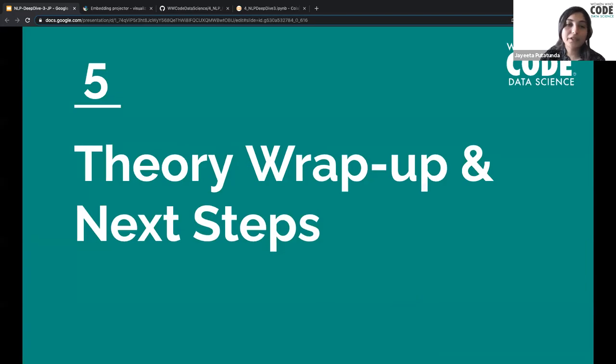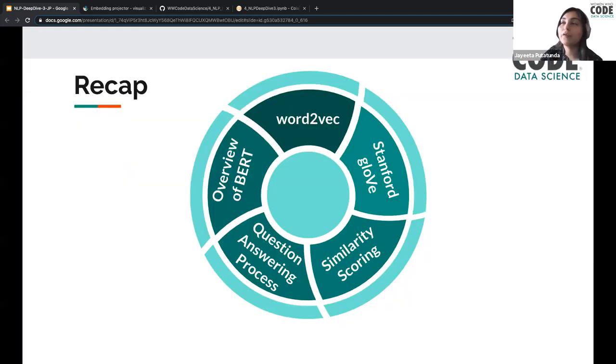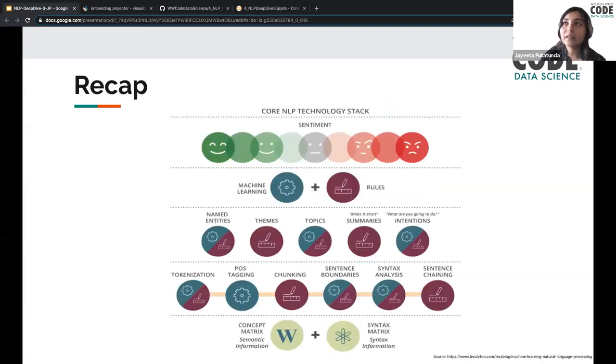So to wrap up the theory section, this is an overview of the things that we discussed today. And this is a kind of core NLP stack that I feel we touched upon slightly over the last 4 weeks of sessions. We spoke about sentiment analysis. We also spoke about named entities, themes, topics, and how we do POS tagging, tokenization, chunking. So these are very intuitive, and each is a big subdomain as well.